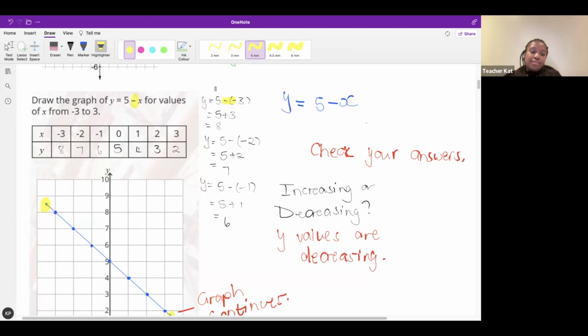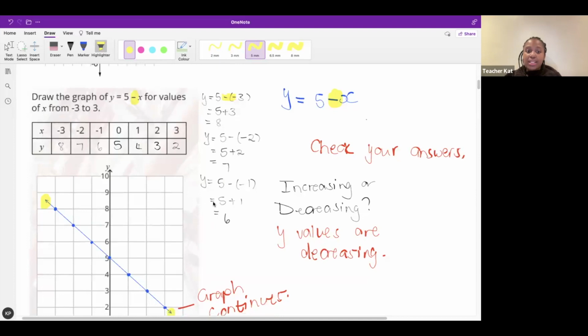It's negative. Okay, if the number in front of your x, your gradient or your coefficient or whatever you want to call it, is negative, then it is a decreasing graph. And if that number is positive, then what type of graph do we have? If that number is positive, we have an increasing graph. That is correct.